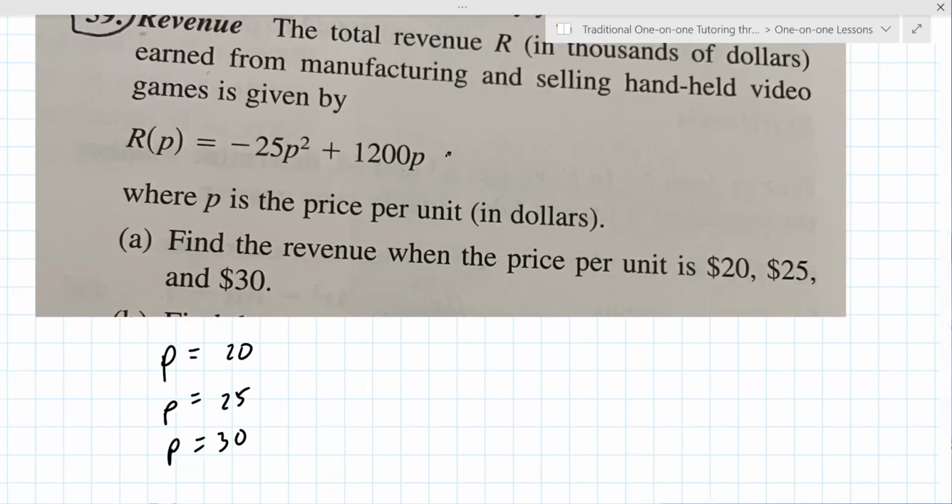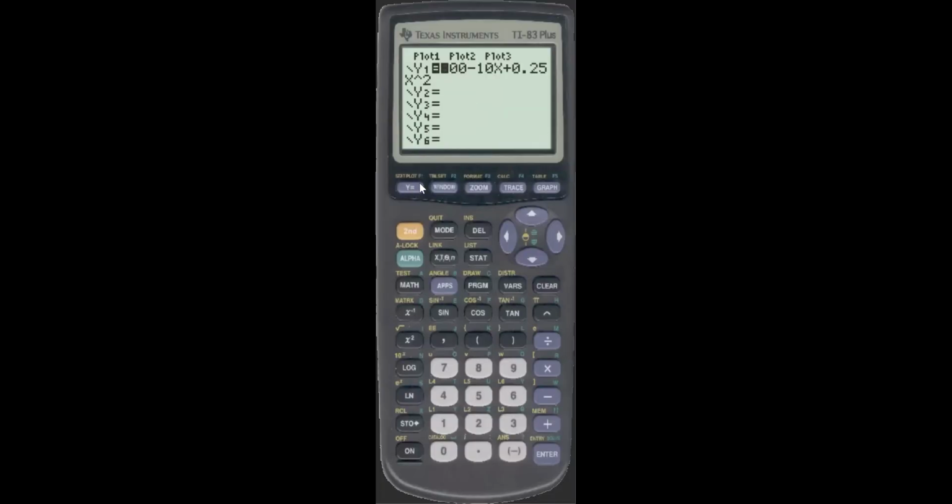So let's go back and enter this equation into the calculator. I'm going to go back to sharing that because we'll be able to use the table feature again with that. So share, go back to your y equals there. I'm going to clear that out, and instead of p, you use x, squared, plus 1200 x.